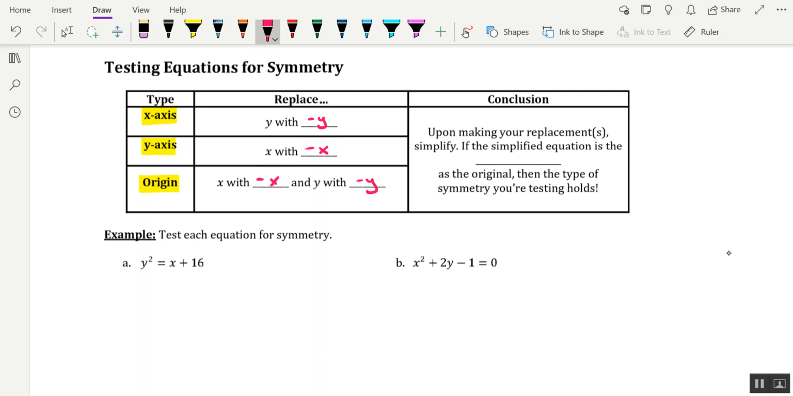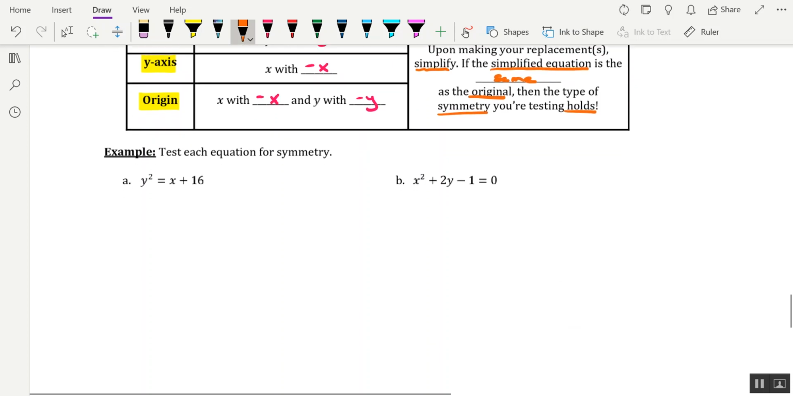Now, upon replacing these variables by their opposites, we need to simplify as far as possible. And as it says here in the conclusion box, upon making your replacements, simplify. And if the simplified equation is the same as the original, then the type of symmetry that you're testing for holds. Alright, and that's the concept. Let me work out example part A in this video, and I'll create a separate video for part B.